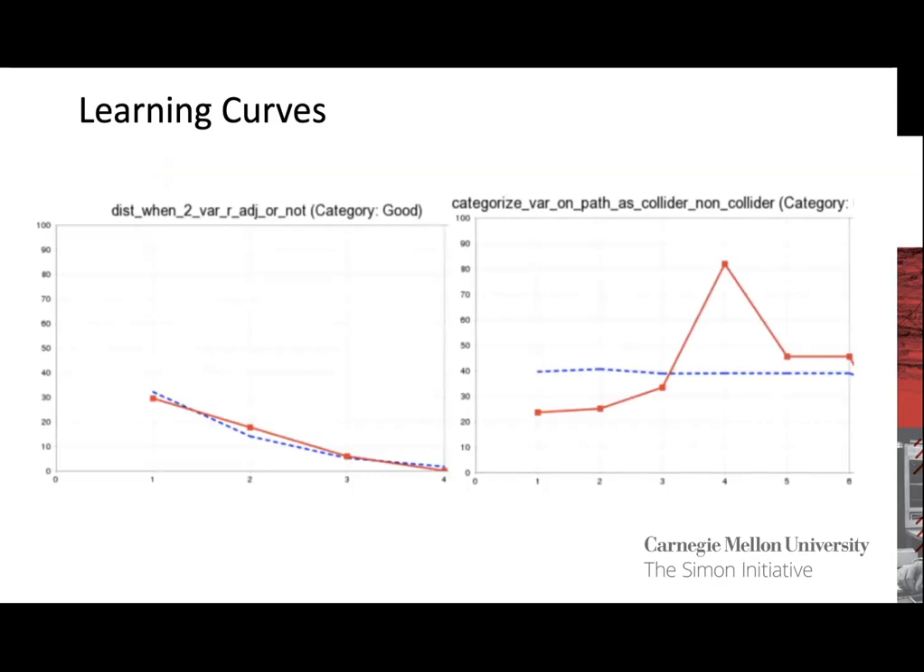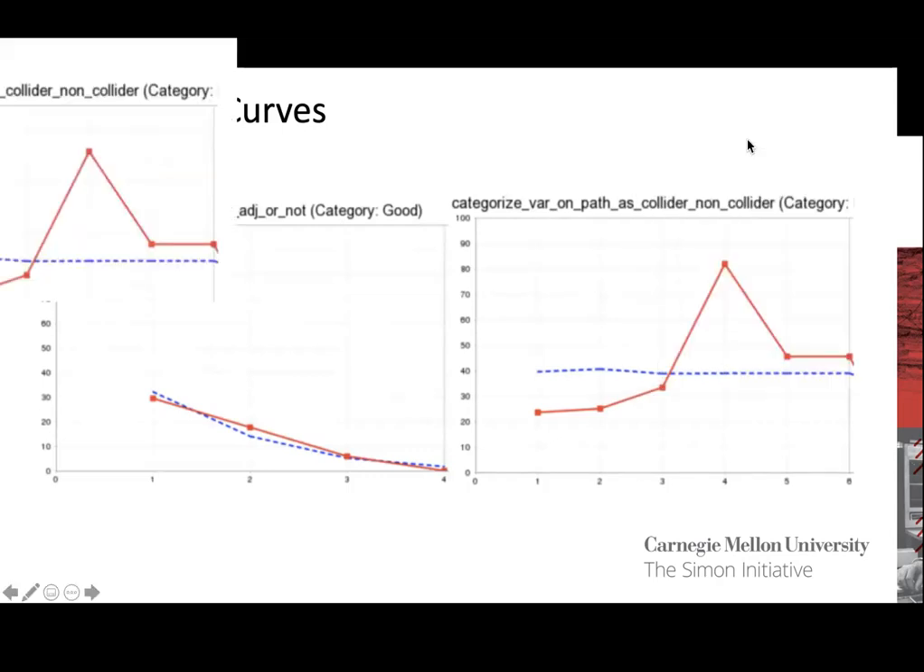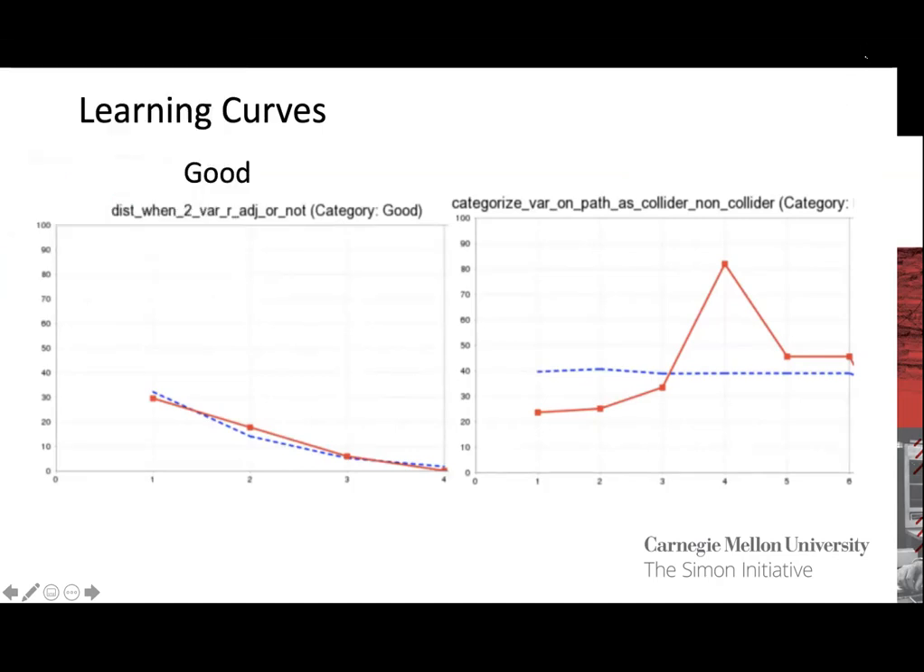So first I want to orient you to the graph. The one on the left-hand side is for the knowledge component: distinguish when two variables are adjacent or not. And what I want to first let you know about the graph is the x-axis shows the number of opportunities and the y-axis shows the error rate. The red line represents real student data and the blue line is the prediction.